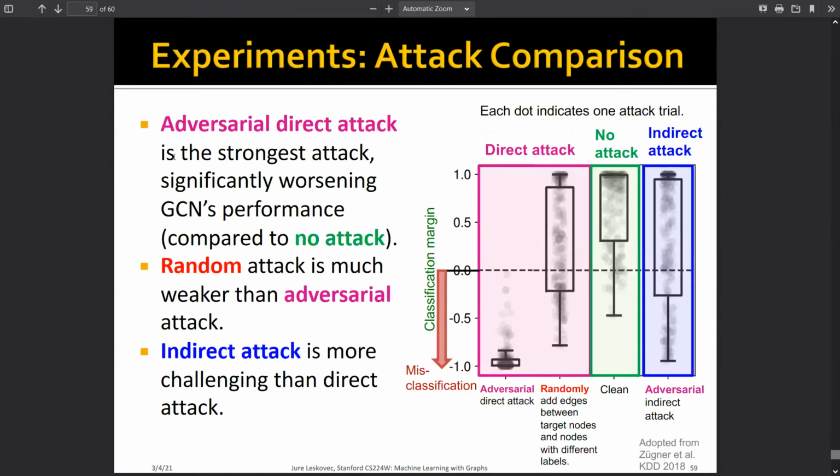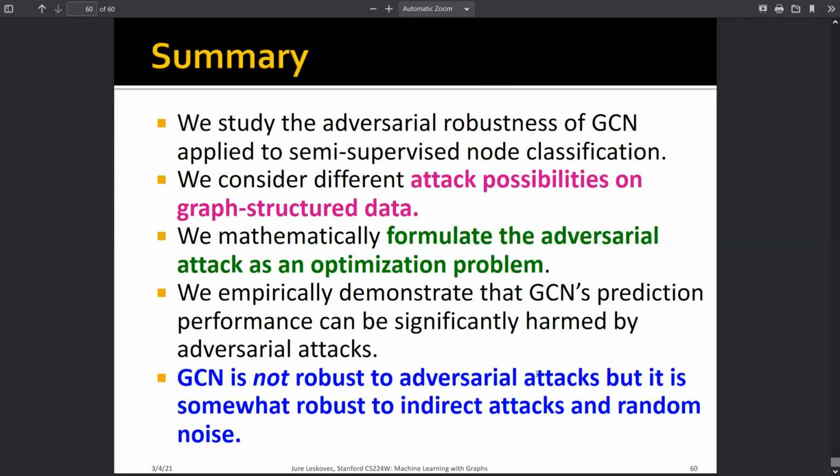It confidently makes wrong predictions. GCN performance compared to no attack: random attack is much weaker than adversarial attack. It is more challenging than a direct attack. Okay, so this is adversarial direct attack. Is this misclassification, right? Oh yeah, misclassification. I think this is a motivation for the next lecture. The takeaway from here is that it's not robust, but somewhat robust to indirect and random attacks.